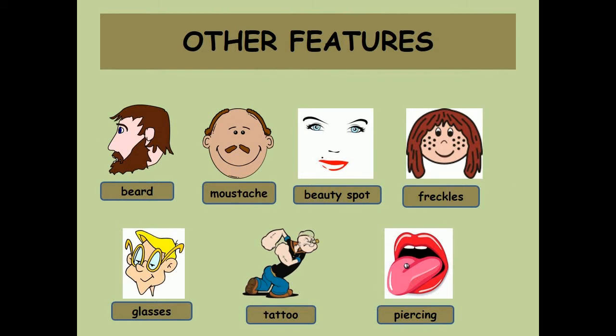And, to finish with this, let's talk about other features. A person can have a beard, a moustache, or a beauty spot, some freckles, a pair of glasses, a tattoo, or a piercing.